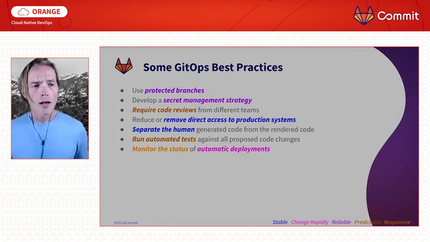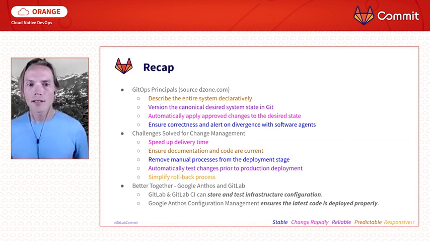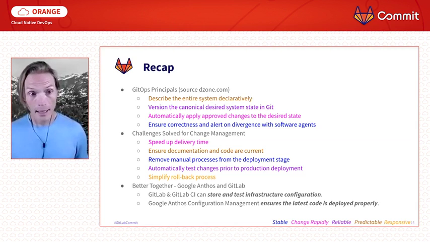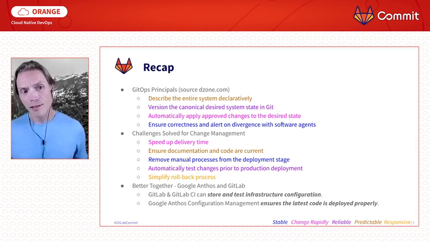Just again, a quick recap. If you're going to take a look at GitOps principles, we want to describe everything declaratively, and we're going to do that in Git and in GitLab. We're going to version every change and have a full audit trail. We're going to automatically apply the changes to the desired state, and we're going to alert or validate that everything is the way it should be. What this fixed for us is it sped up time and increased the stability of our system, but it also allowed us to simplify our rollback processes.